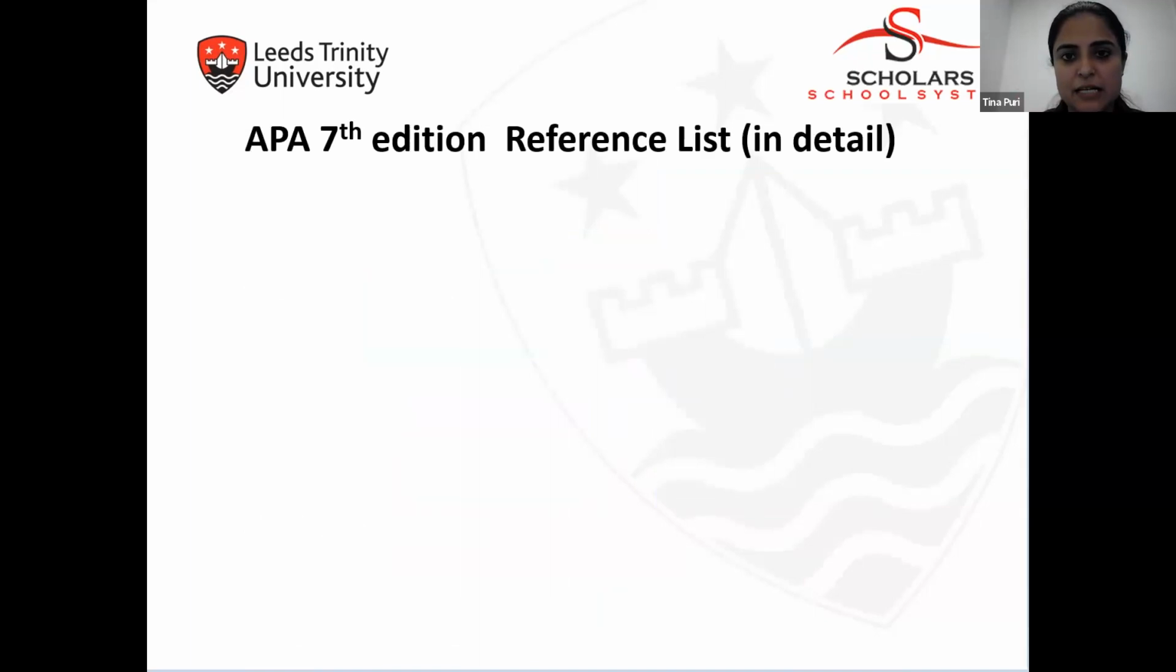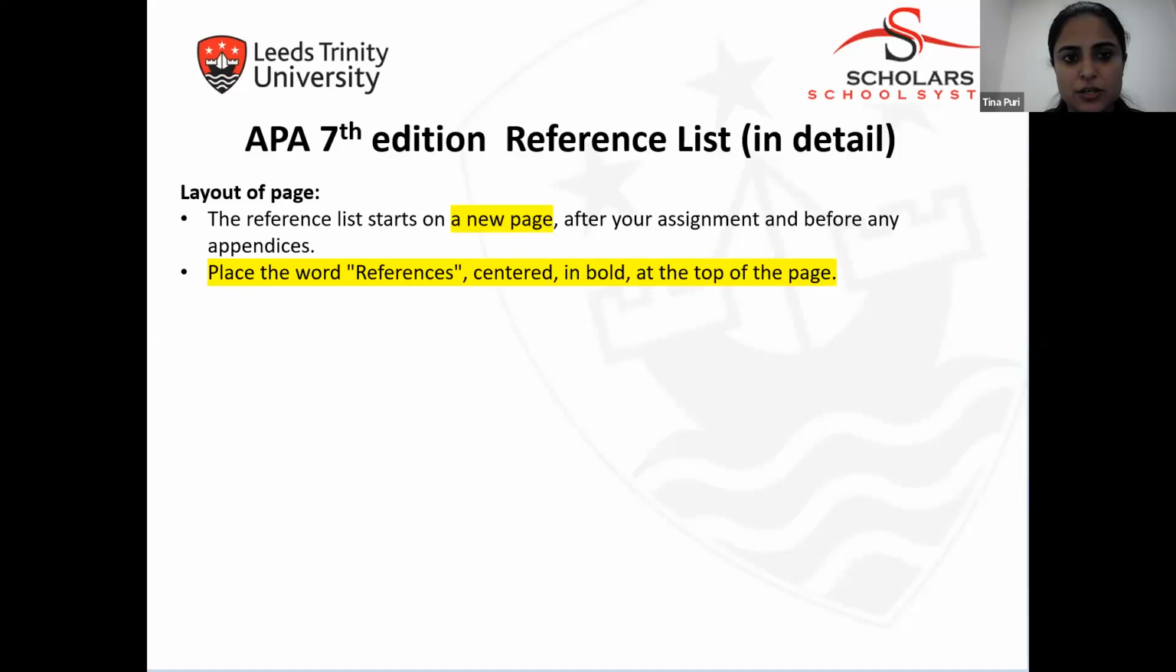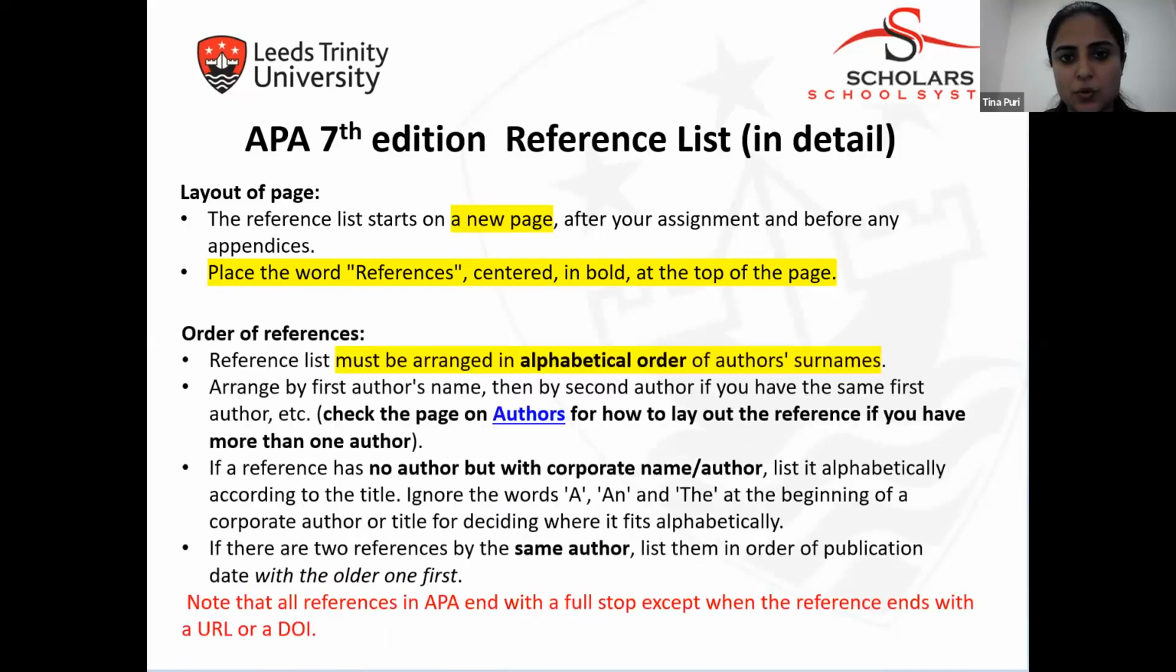So, APA 7th edition reference list. Layout of the page: the reference list starts on a new page after your assignment and before any appendices. Place the word References centered in bold at the top of the page. So whenever you are writing the assignment, at the end you have to write References, and at the top of that page you will give the heading References.